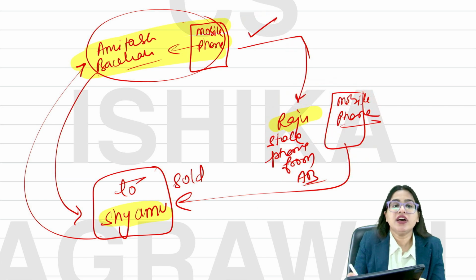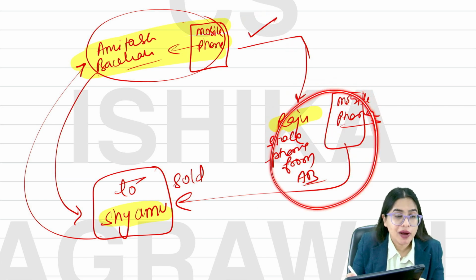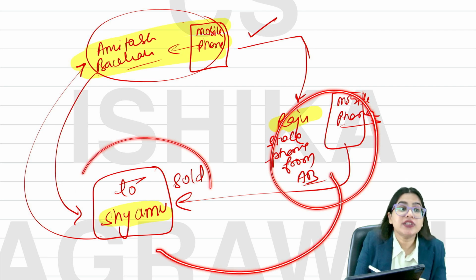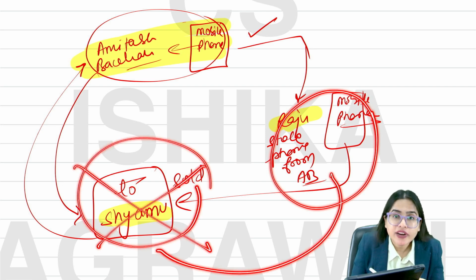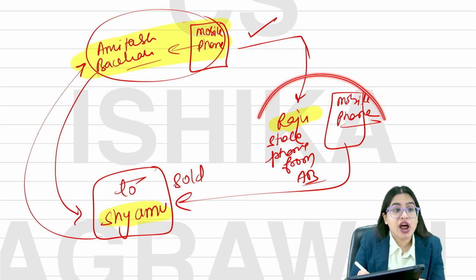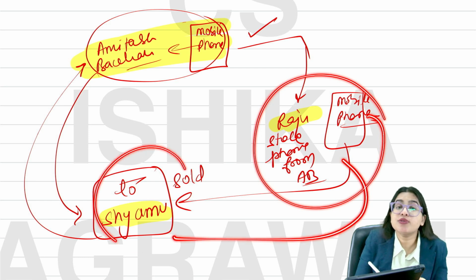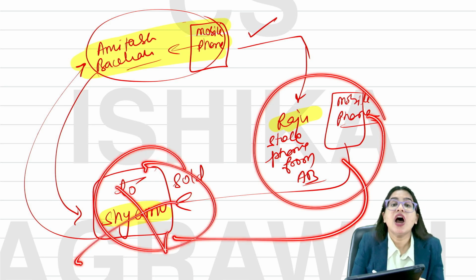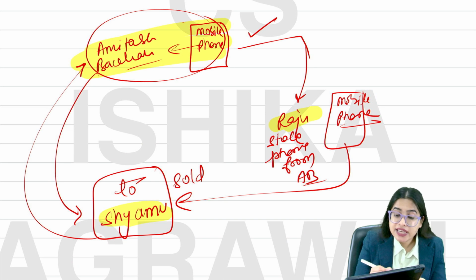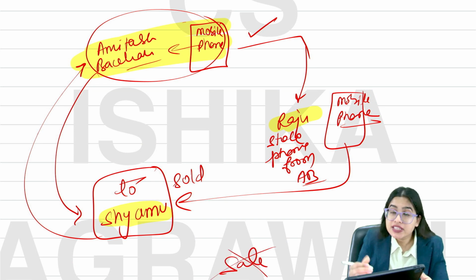So if Raju does not have title of the mobile phone, then how can he pass good title to Shamu? If Raju himself is not the owner of this mobile phone, how can he transfer ownership to Shamu? He cannot transfer. Are you understanding? So in this case, the sale did not happen. This is a breach of condition.